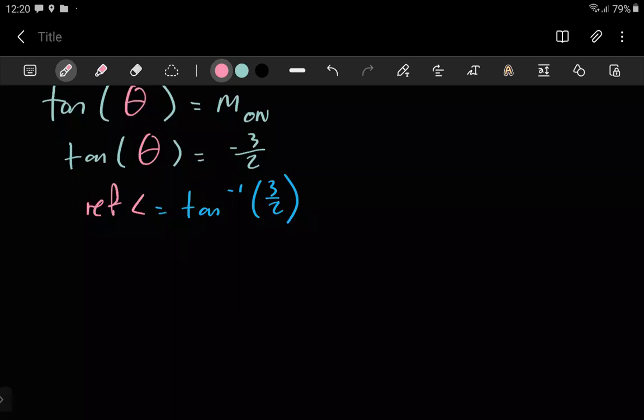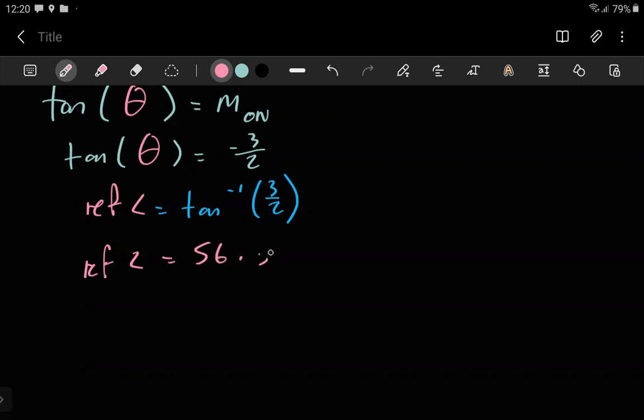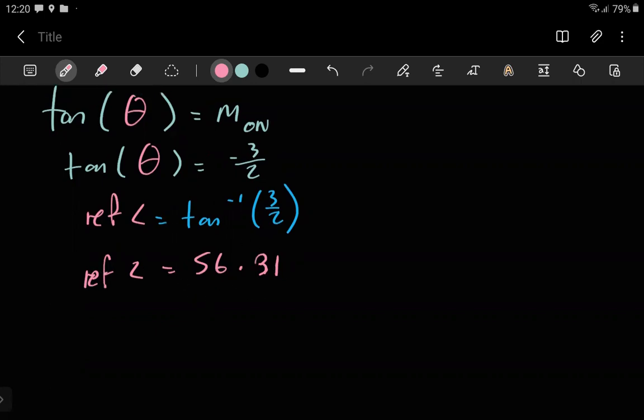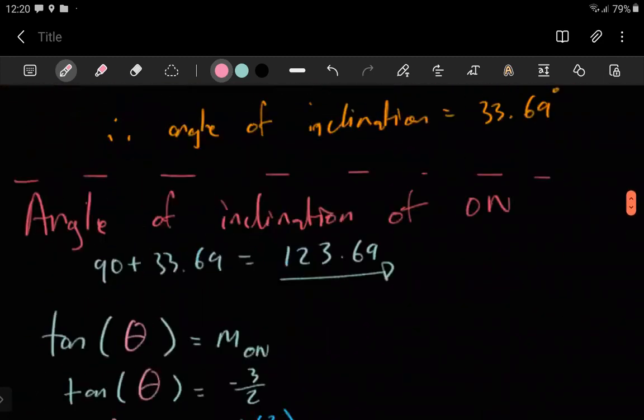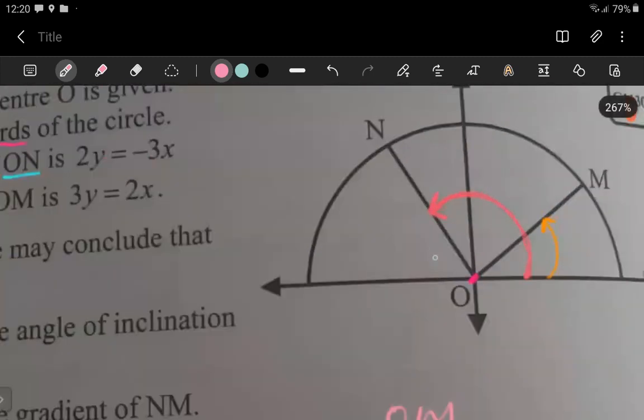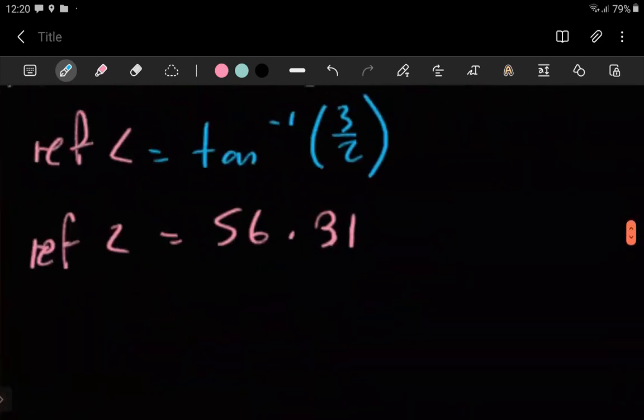Now, if you look nicely, your reference angle is 56.31. And then you can see why it's called a reference. It's supposed to help you work out the actual thing. You're supposed to use it as a point of reference, because technically the 56.31 that we're getting is this acute angle there.